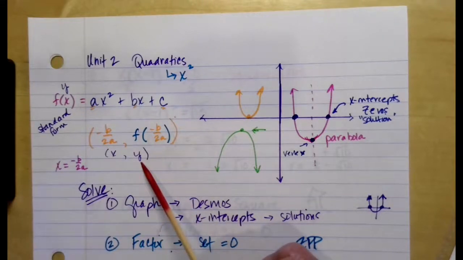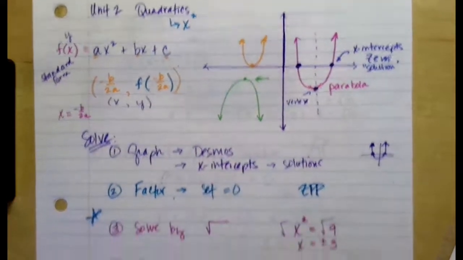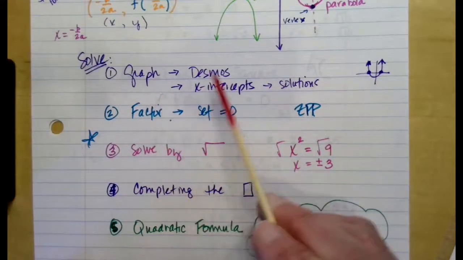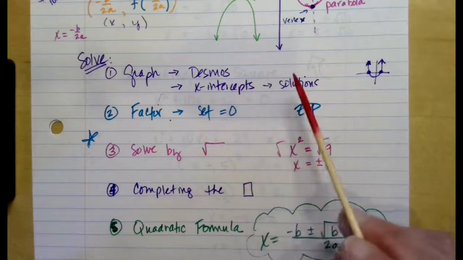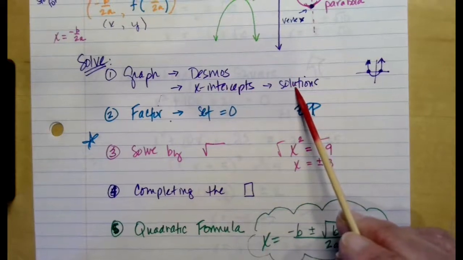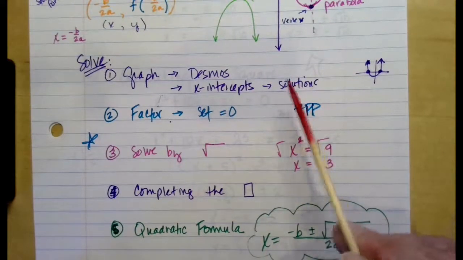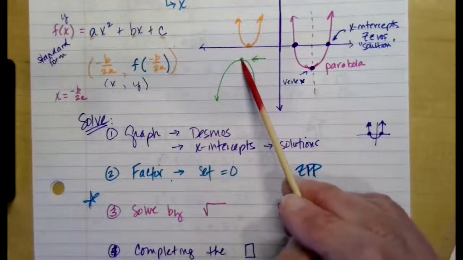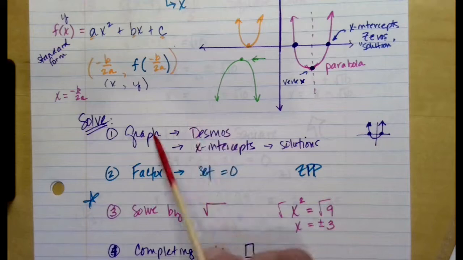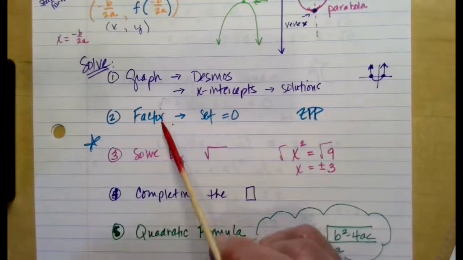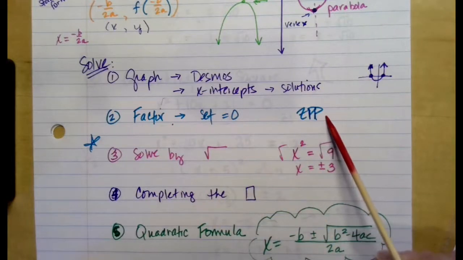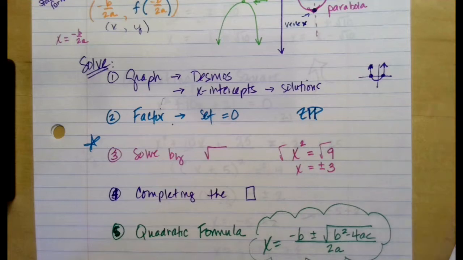of your vertex. When we go to solve quadratics, we have a couple different ways. We can graph them, use Desmos, find the x-intercepts, and those are our solutions. It doesn't work every time, though, because if it's an irrational number or one of these that never crosses the x-axis, we can't find our values. We can factor the equation. We can set it equal to 0 and use the zero product property to solve a quadratic.